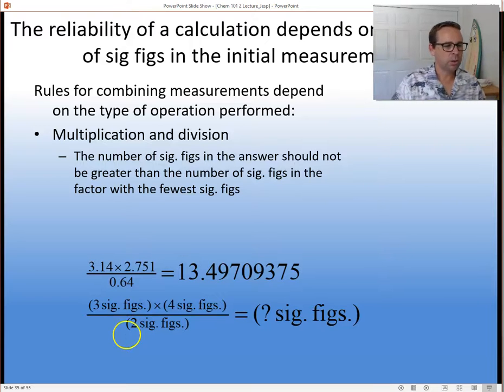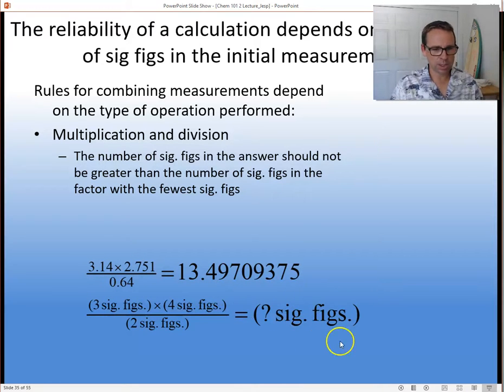When I have 3 significant figures times 4 significant figures divided by 2 significant figures, the question is, how many significant figures should my answer have? And the answer is, we always have to go with the fewest, because our weakest measurement, which means our least sensitive measurement, has to limit all the others. So the answer here has to have only 2 significant digits.